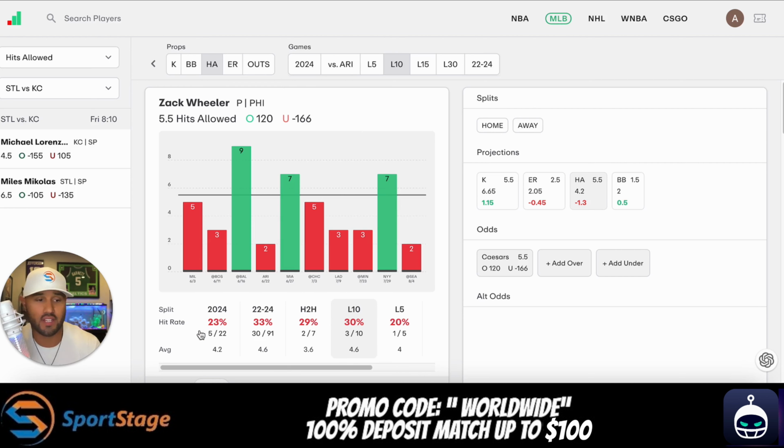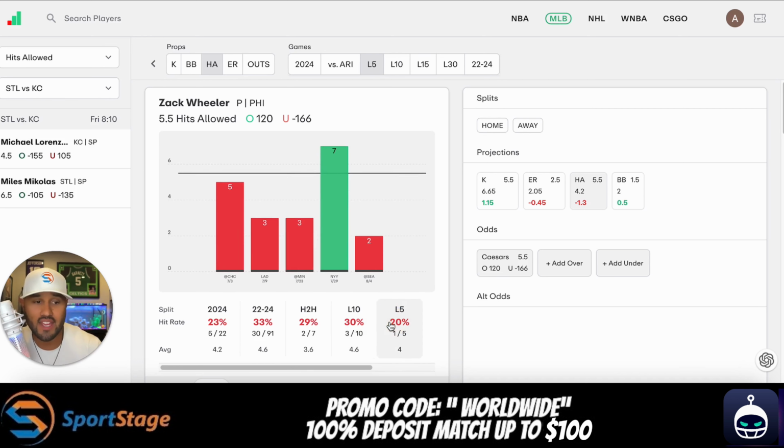But the trends right here, guys, all that lines up for us. 23% of the time he's hitting the over on the season. Last 10, 30% of the time he's hitting the over, 70% of the time he's smashing that under for us. Last 5, 80% of the time, that's 4 of the last 5 games, he's not giving up 5.5 hits or more. The one time he did was against the Yankees. Yankees are stacked. That's a damn good baseball team over there. So Zach Wheeler under 5.5 on the hits allowed. You guys can see it all right there. The numbers line up, the trends line up, the odds line up, and the point differential on the hits allowed lines up.